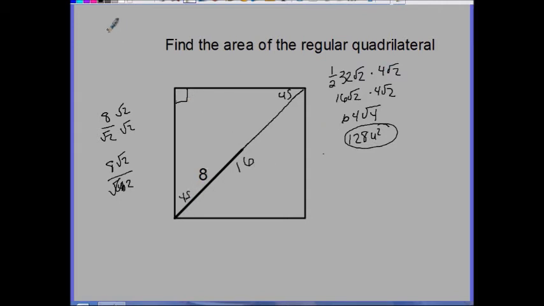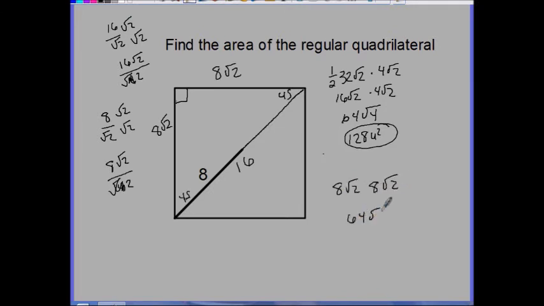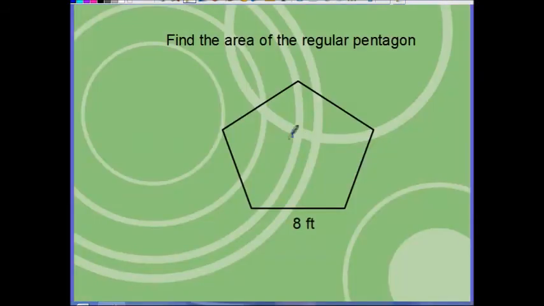Let's go ahead and divide that by root 2 and clean it up, top and bottom. 16 root 2 over root 4, which is 2, and reduce. My sides are 8 root 2. We know the area of a square can be sides squared or base times height, which is 64 root 4, which is 128 square units. Different method, same end result.